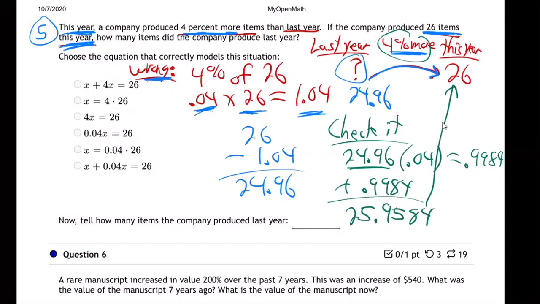Would it be because it's supposed to be 4% more than last year? So it should be adding... Right, it's what the percentage is of that's the trick. You're supposed to take 4% of the last year amount, not of the 26. Do you see that? It's 4% of the last year, not 4% of the 26. That's the mistake being made.